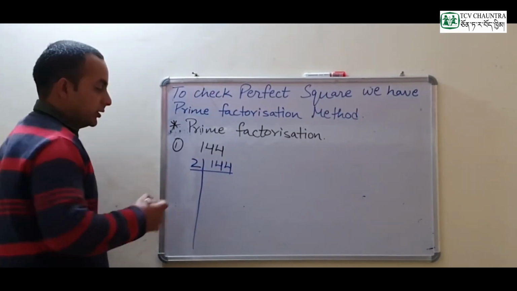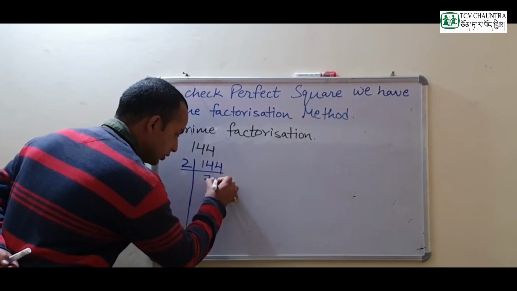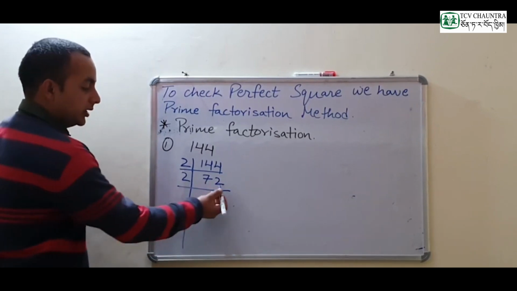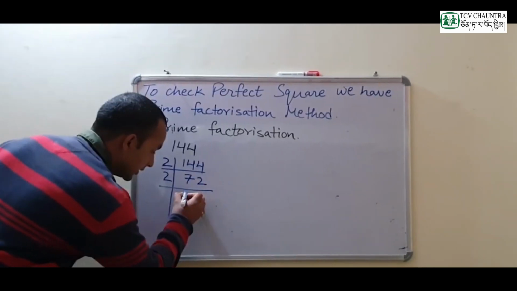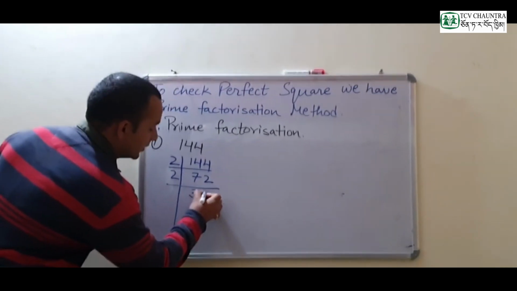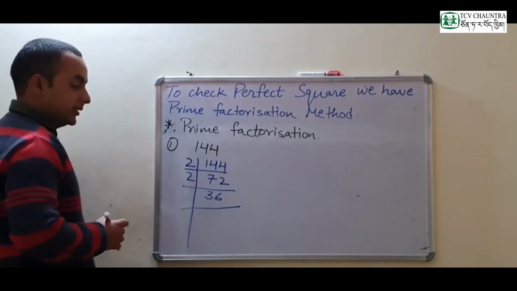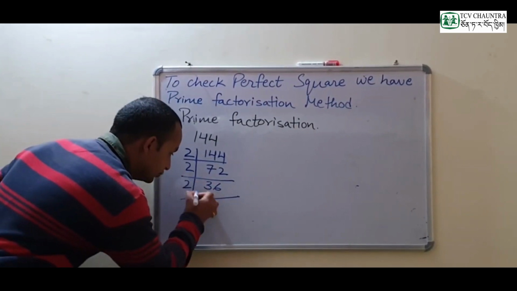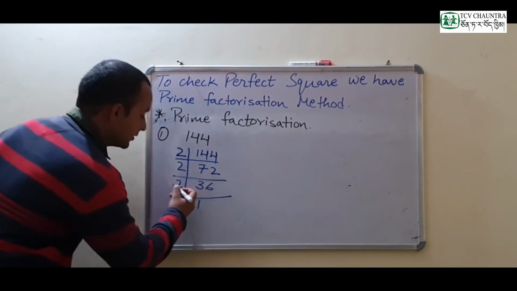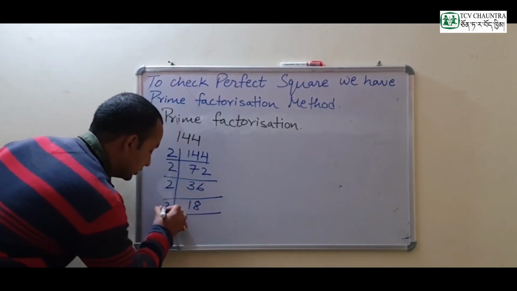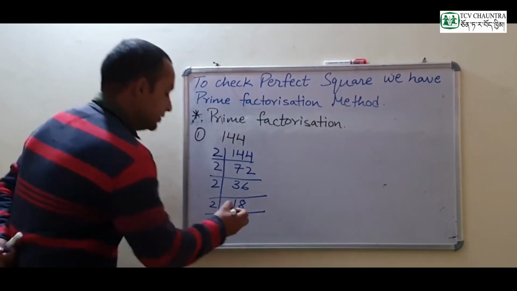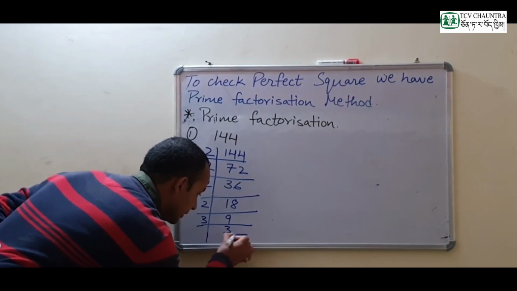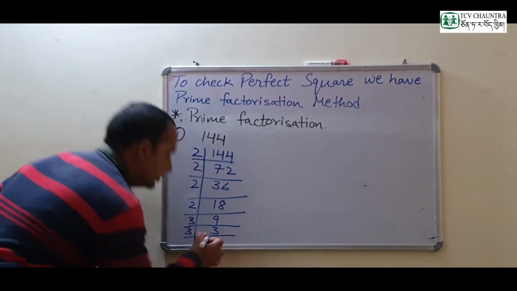Prime number 2. So 2 7s are 14, 2 2s are 4. Unit place 2. 2 3s are 6. 2 6s are 12. 2 1s are 2, 1 left. 2 8s are 16, 2 9s are 18. 3 3s are 9 and 3 1s are 3.